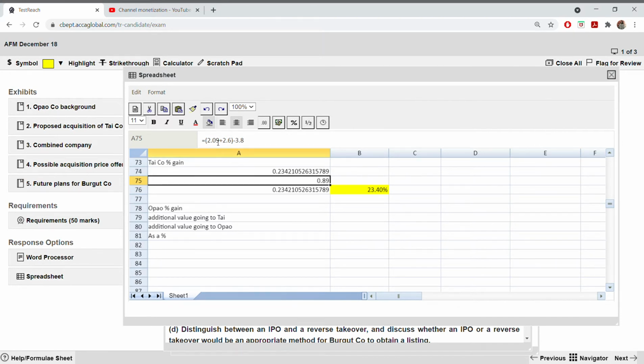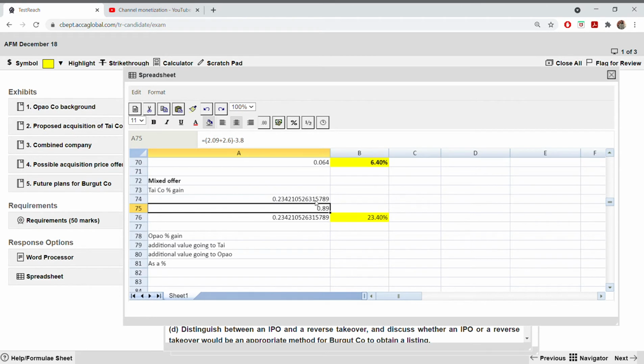Because when you take it as a percentage only, it is 23.4%. That's why you divided by 3.8. But as a share price, it is 0.89 for the Thai company. In the mix offer only, you need the mix company share price for that additional value going to Thai. Okay, so it is 0.89.